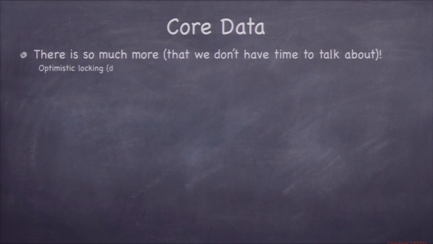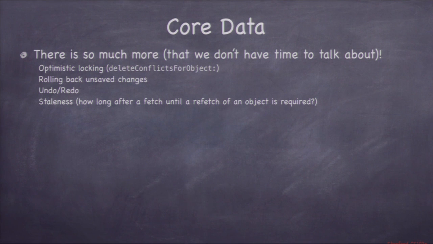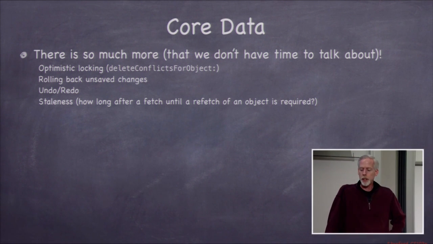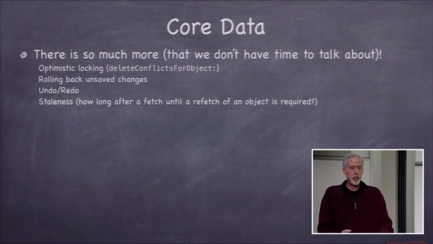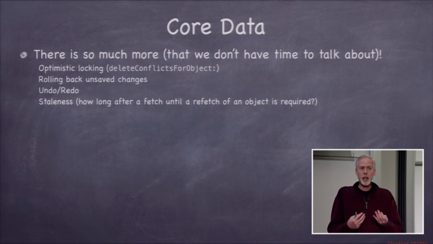And parent context, I don't have time to talk about. There is a ton of other stuff actually in core data I don't have time to talk about because we're at the end of the lecture today. Optimistic locking, rolling back unsaved changes to states that make sense. Undo and redo I talked about. Staleness, you do a fetch and it sits around for a long time. The data could be stale, might need to be refetched, thrown out and refetched. It's just a massive amount of stuff.